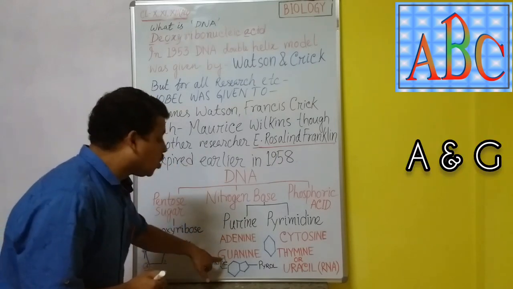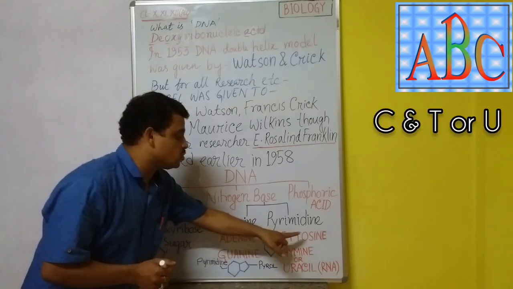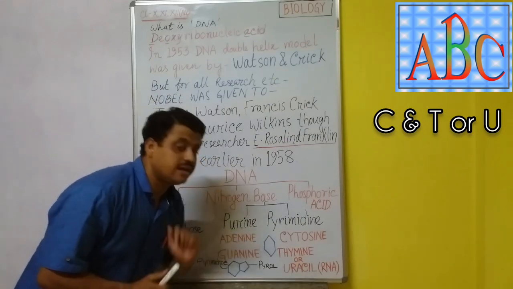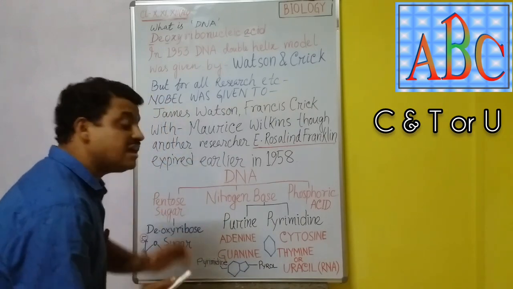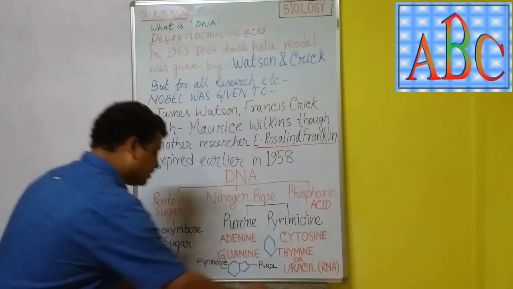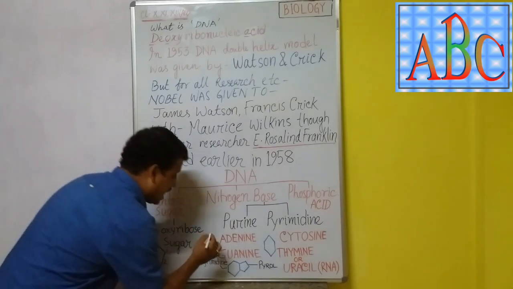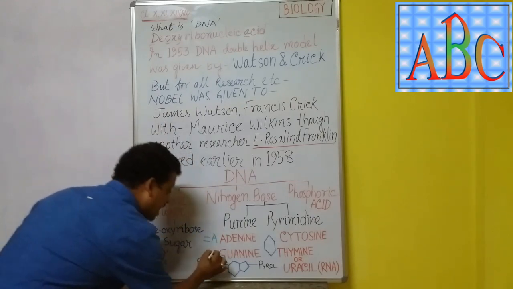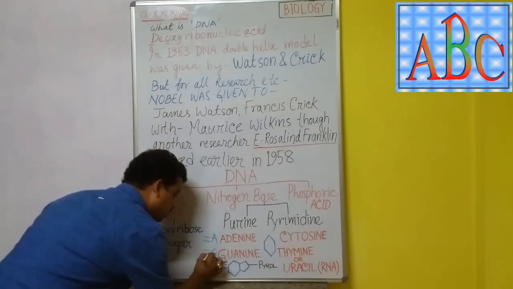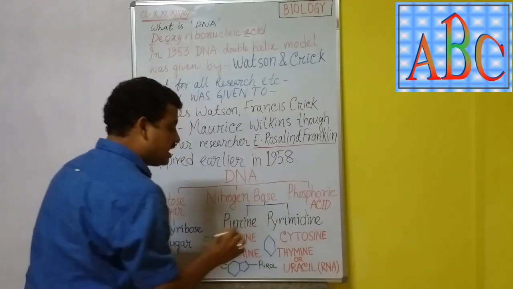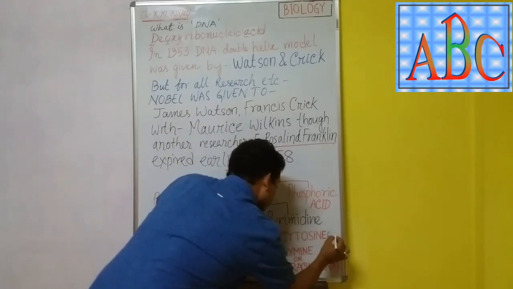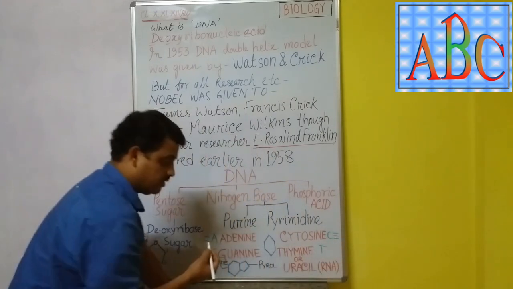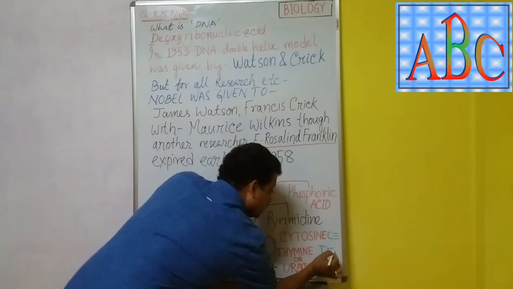Purines are adenine and guanine, and pyrimidines are cytosine and thymine. In the case of RNA, it is uracil instead of thymine. So we can see here that is adenine. Adenine always has a double bond, guanine always has a triple bond, cytosine always has a triple bond, and thymine or uracil, whatever it is, has a double bond.